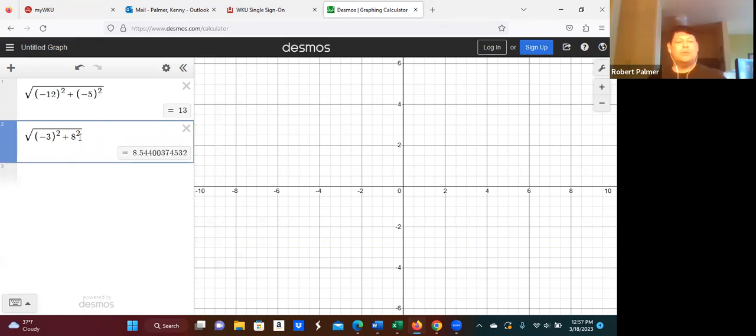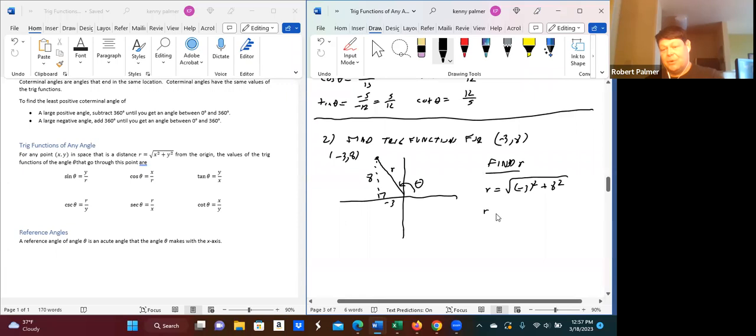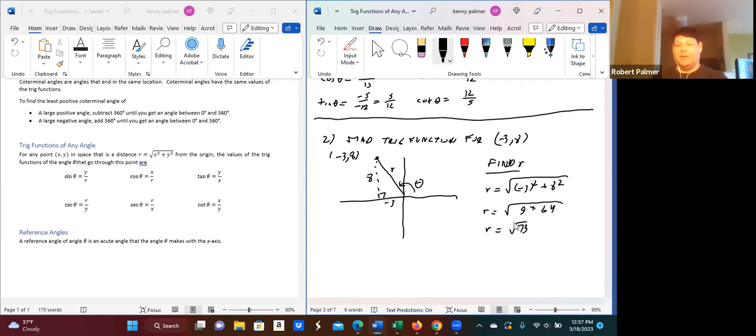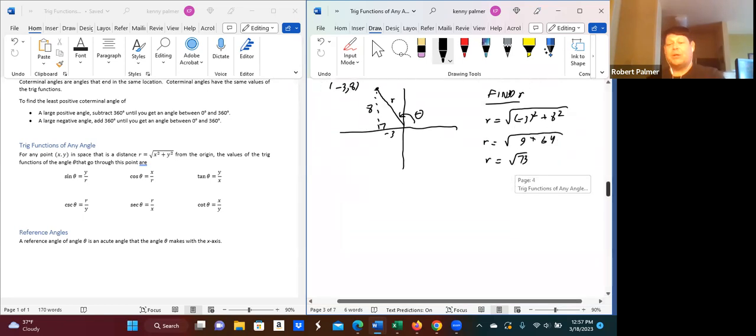Okay. Well, we could use a decimal, but actually I want to do this in exact form. So let me back up. This is going to be the square root of negative 3 squared, which is 9, plus 8 squared, which is 64. And so that's going to be the square root of 73, which I don't believe can be simplified. So that's it. Now this is a little practice of rationalization.